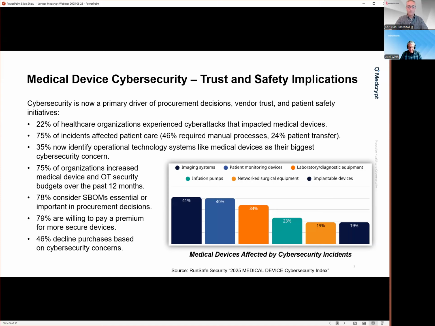Diagnosis as a significant security concern. They have increased their security budgets for OT security, including medical devices. SBOM is considered essential and important as part of the procurement decision on which device to buy. And most interestingly, they're willing to pay a higher price for more secure devices.